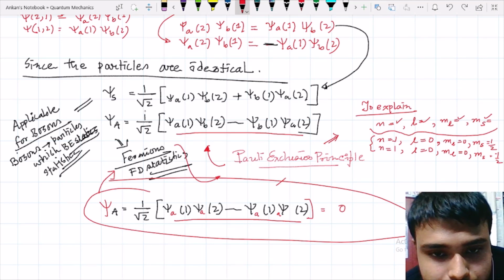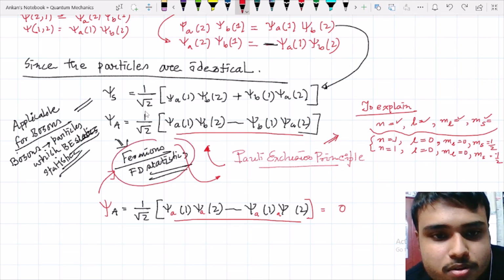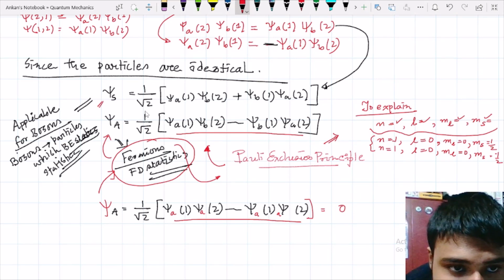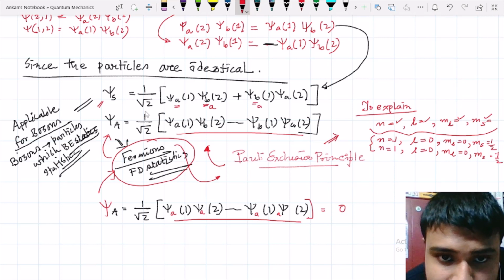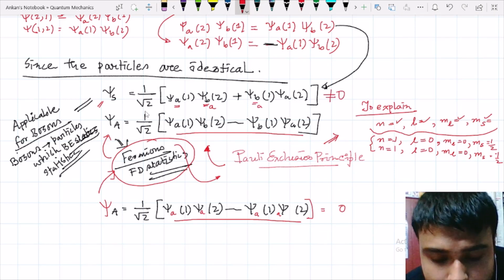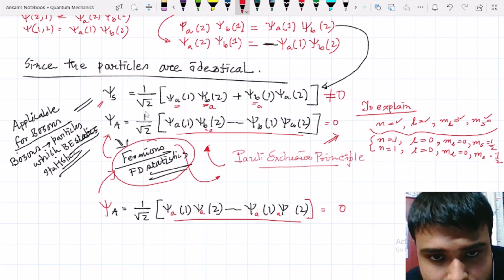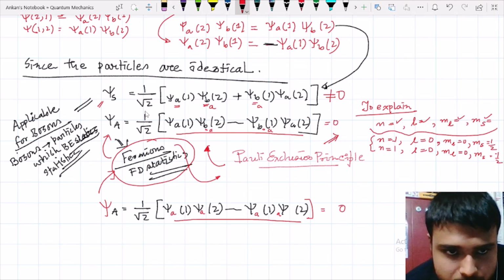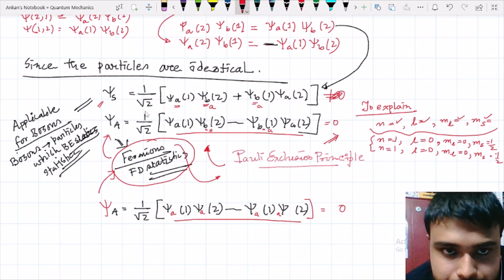So from this, we can say that fermions follow the antisymmetric wave function and bosons follow the symmetric wave function. If we consider that the two particles have the same state, then B is equal to A, and this will not be 0 for the symmetric case, but this will be 0 for the antisymmetric case. So the antisymmetric wave function corresponds to the fermion and the symmetric wave function corresponds to the bosons.